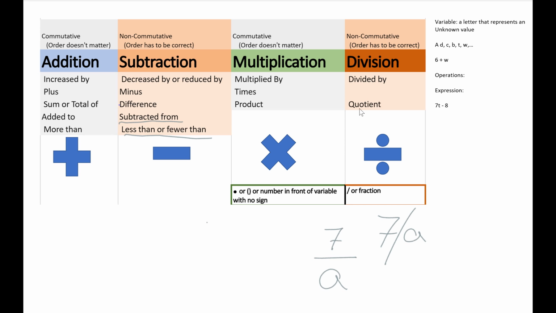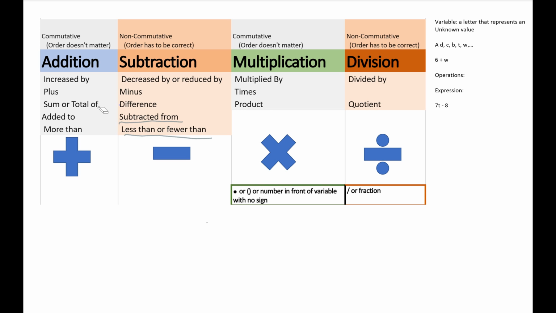Or they could say, what's the quotient of 7 and a? And that would also be 7 divided by a. And that's going to be a different answer than a divided by 7. So you might notice some words that you don't recognize. Quotient might be one of them. All of these words, sum, difference, product, and quotient, are words for the end result of that operation. So a sum is the end result of addition. Difference is the end result of subtraction. Product is the end result of multiplication. And quotient is the end result of division.